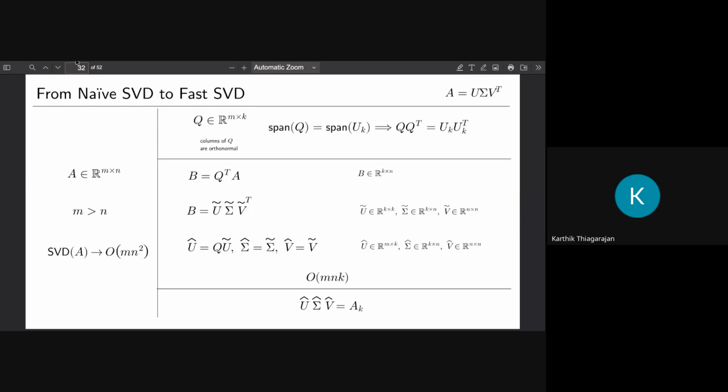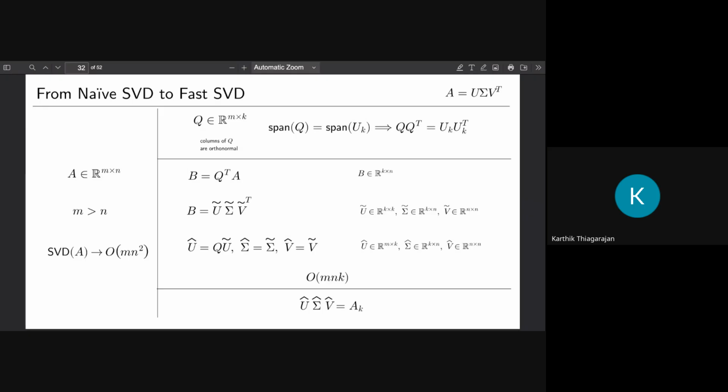Now the problem, as you know, is that Q is not available to us. If you had Q, then we are already done. That's where the whole problem is. So what do you do in that case? You use randomness. That's where randomness comes in, in randomized SVD. How do you get hold of Q? The way you do it is from what is called the sketch of a matrix. This is the main concept here.